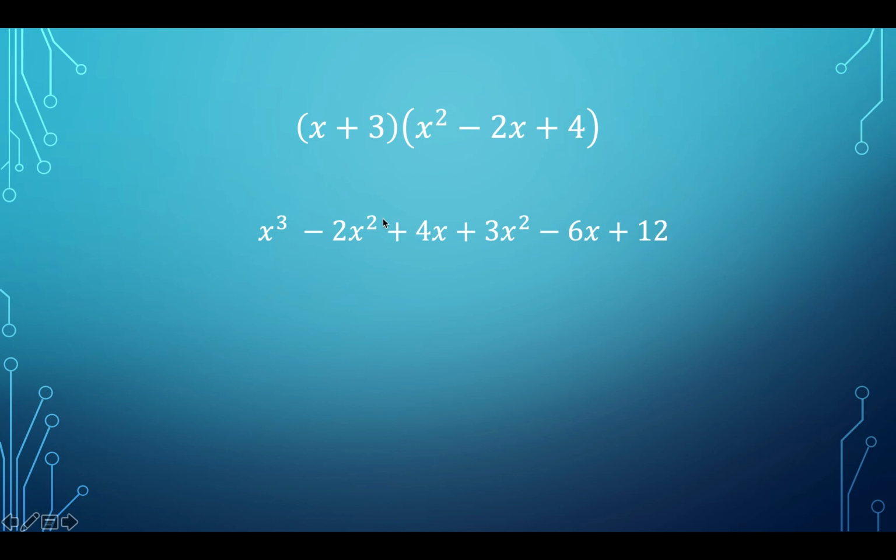Now I got to worry about combining my like terms. So I do negative 2x squared plus 3x squared. Then I do 4x and negative 6x. So my final answer is x cubed plus x squared minus 2x plus 12. And remember, this is in standard form because our exponents go in order from greatest to least.